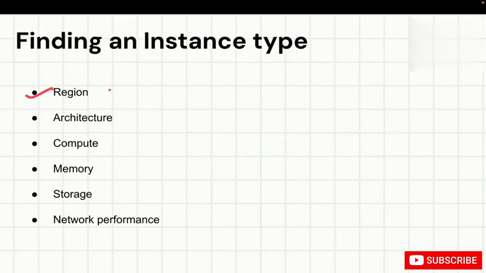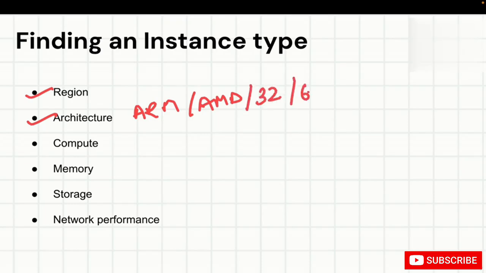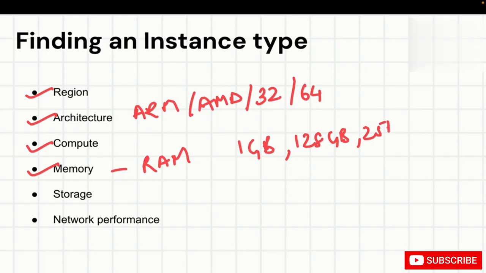So how can you choose the EC2 instance that fits you? You select the region in which you want to create the instance, and then the architecture: ARM based, AMD based, moreover 32-bit, 64-bit, and several other architectures. Compute is the type of machine you are looking for, whether T2 micro, T2 medium, or any kind of usage as per your requirement. Then the memory, which is generally the RAM. Based on your requirement, let's say 1 GB, it can go up to 128 GB, 256 GB. These are the different kinds of RAM that AWS can provide.